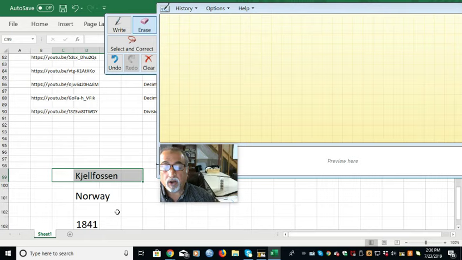Norway is a country around Sweden, Denmark, and Finland. They are called Scandinavian countries: Sweden, Denmark, Norway, and Finland. So the waterfall is in Norway, and it drops 1,841 feet. Okay, let's get back to our lesson.